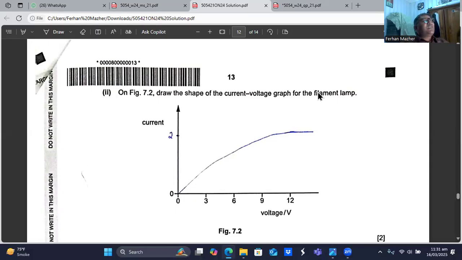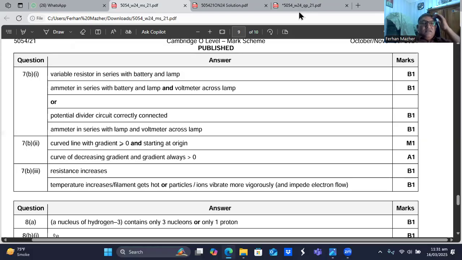As you are increase the voltage, the current is increasing, but the rate of increase has decreased. So the filament lamp's current voltage graph will be like this. The gradient of this graph is equal to 1 by R. Because the gradient is decreasing, it means the resistance is increasing. The mark scheme says: a curved line with gradient greater than 0 starting at the origin, the curve of decreasing gradient, and gradient always positive.